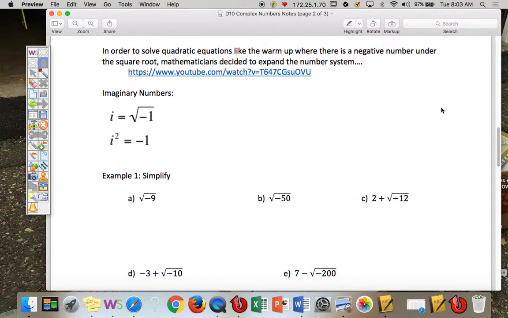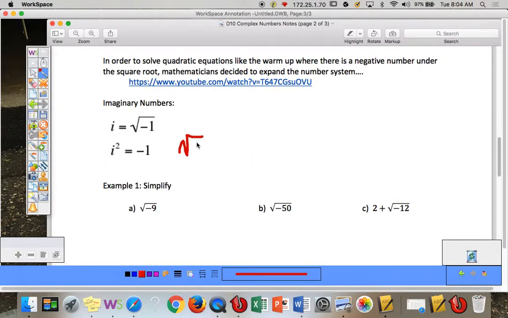In order to solve quadratic equations like the warm-up, when there's a negative number under the square root, mathematicians decided to expand the number system. So we'll watch a video in class, and you can go here if you want to see it too. It talks about imaginary numbers. And so the imaginary number is the square root of -1. We'll represent that as i. And then if we have i squared, that means the square root of -1 times the square root of -1, which equals -1. So these are the 2 numbers that we have to know right here, and I'm going to show you how to use them.